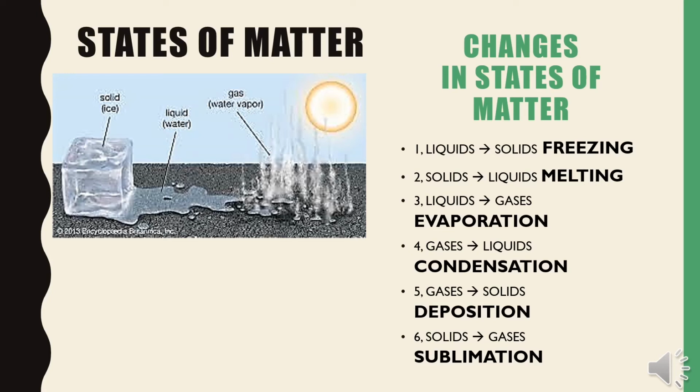Next we had evaporation, when a liquid becomes a gas. And then we had condensation, when a gas becomes a liquid. Next we had deposition, when a gas becomes a solid. And the opposite of that was sublimation, when a solid becomes a gas. So the 6 changes were melting, freezing, evaporation, condensation, deposition, and sublimation. I hope this helped you understand a little bit more about the states of matter and how they can change.